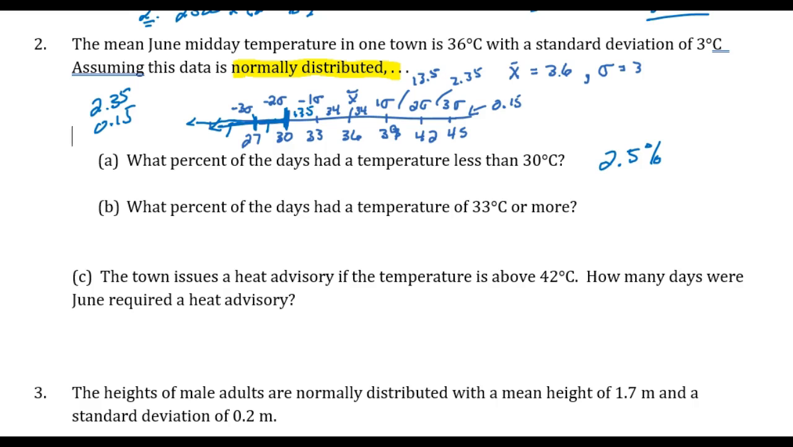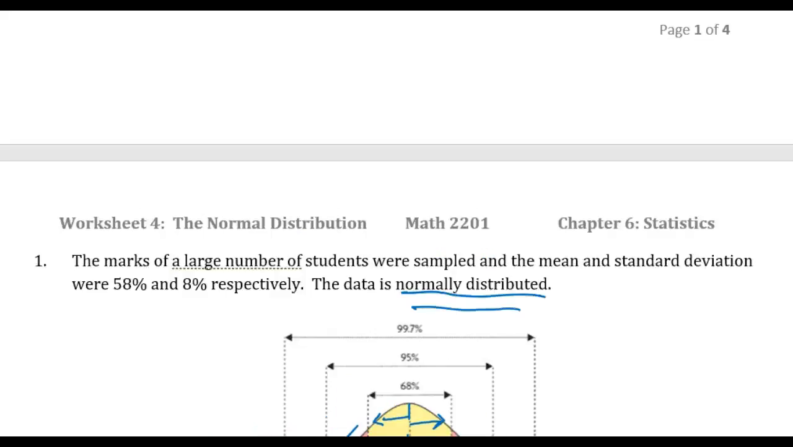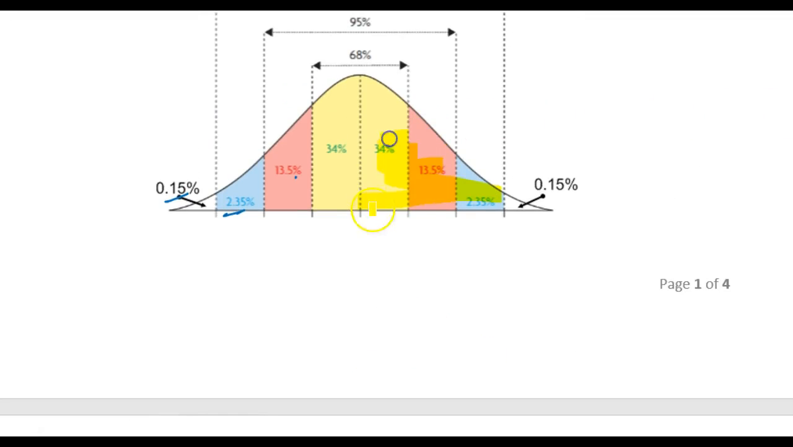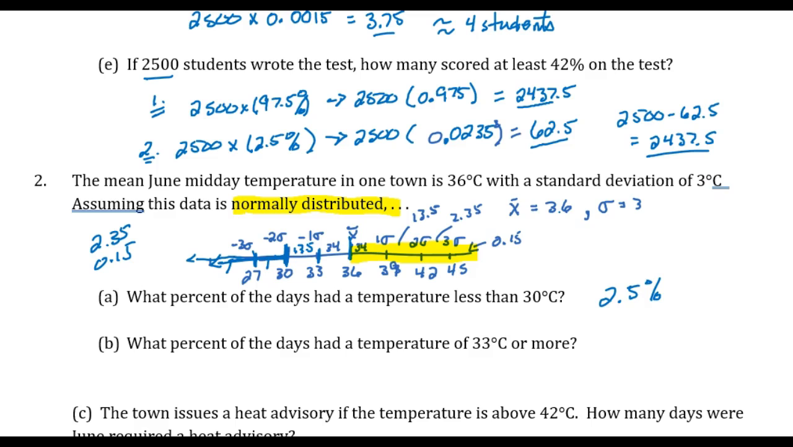What percent of days had a temperature of 33 degrees or more? Well, 33 degrees or more will be here. So we're adding 34. Now, we know that the mean is 36, and from our mean up, we have 50% of our data. Remember what I said at the beginning of the class, that from your mean up, you have 50% of your data. So it's not necessary to count all the percentages if you understand the curve. 33 is one deviation below, so you have 34%, and from the mean and higher, you have 50%. So you have 84% of your days.